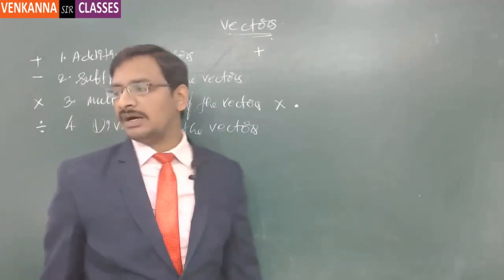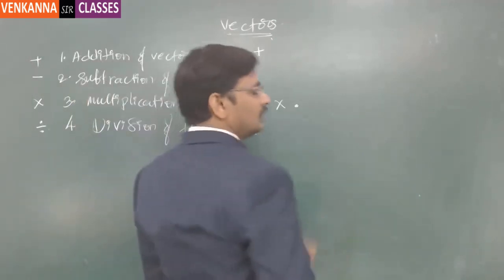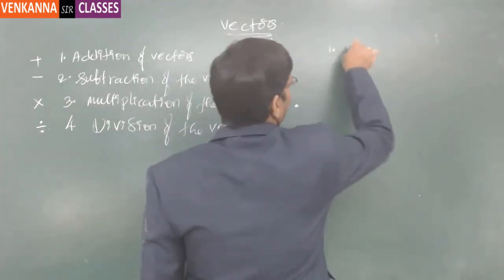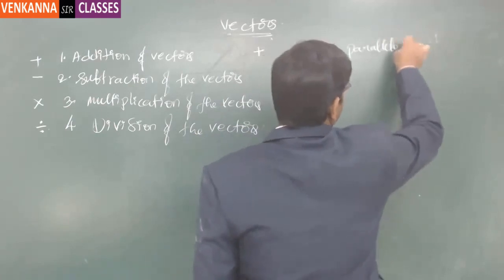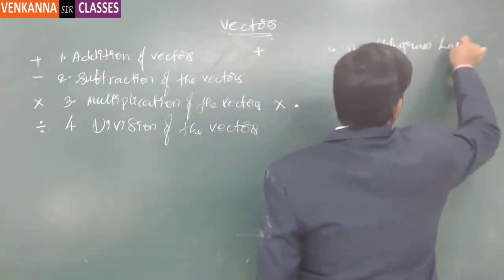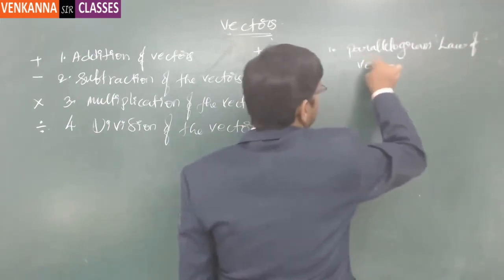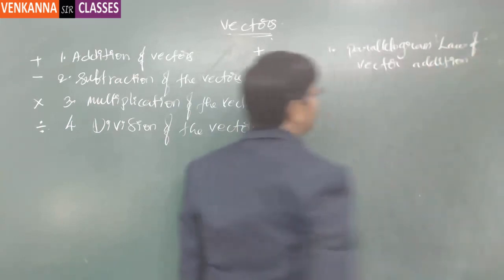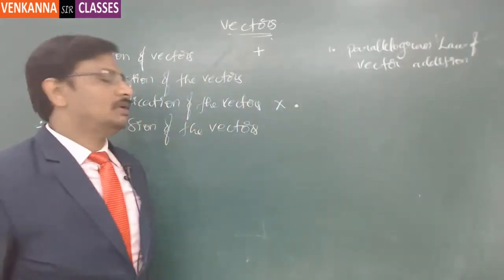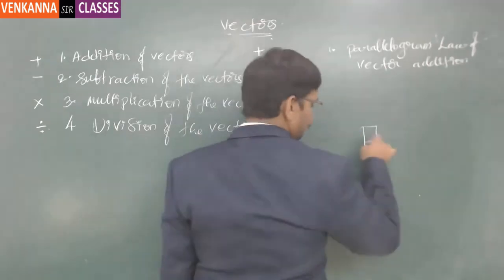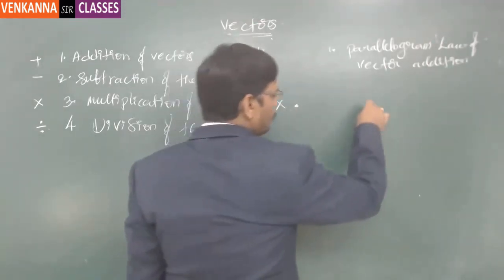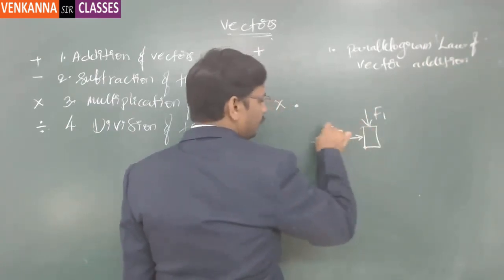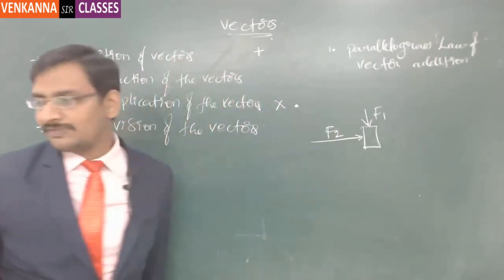Now the addition of vectors. If there are two different vectors, there are different ways of adding them. The first one is the parallelogram law of vector addition. What it says is, let us say there is a body like this. On this body, I push with a force of F1, and I also push with a force of F2, and this F2 is far more than F1.